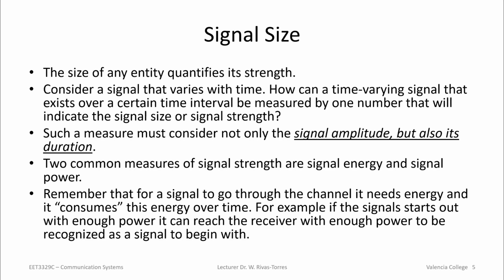Remember that in order for a signal, as we talked about in lecture 1, to overcome the channel distortions and losses, it needs energy, and it consumes energy over time, and energy over time is what we call power, right? So we want to always make sure that our signal starts off with enough power so it can reach the receiver. Remember in lecture 1 we talked about Friis's equation, right? In order to get from point A to point B, you need to start out with a certain power so that by the time you get to the receiver, you have at least the minimum signal that you need.